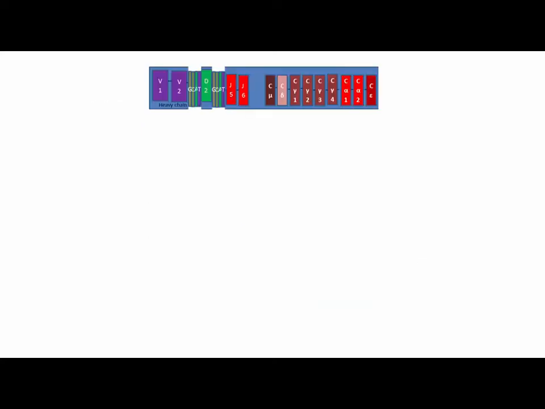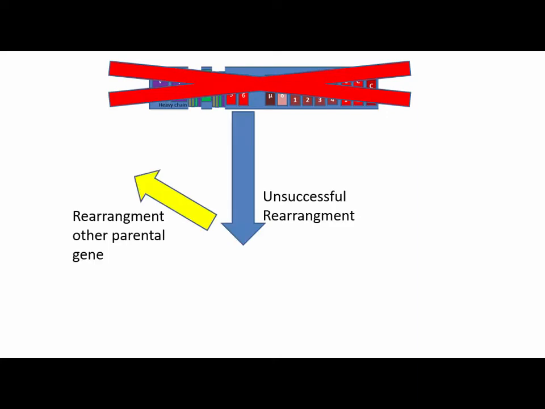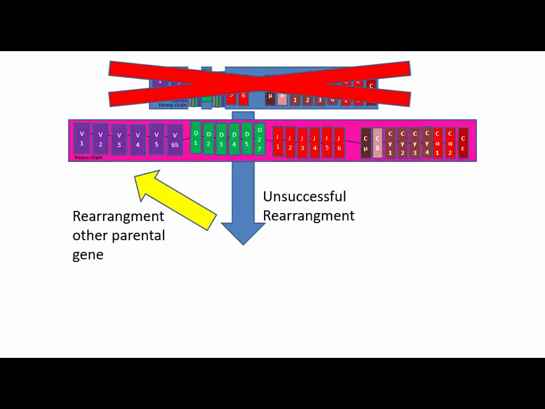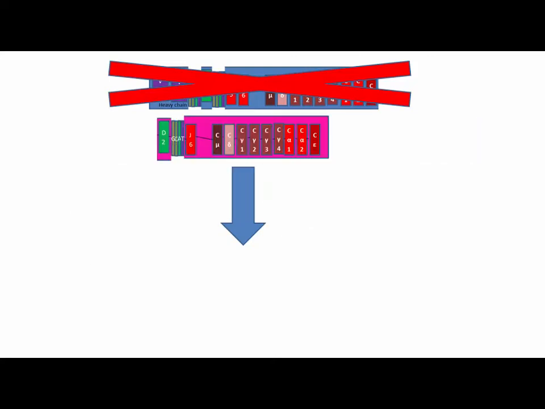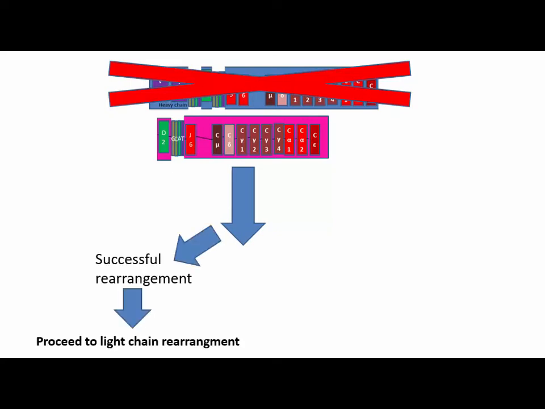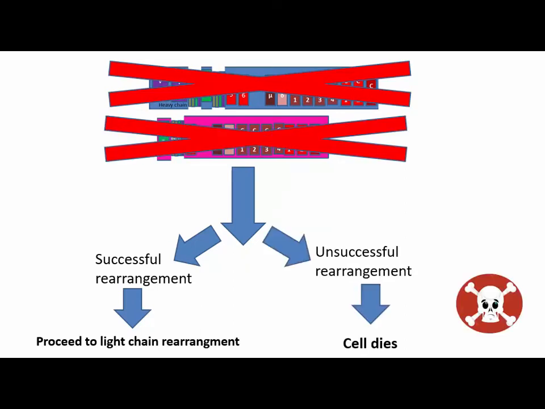But, if the gene rearrangement didn't work, the father's copy gets switched off because it didn't work. We then move towards the other copy of the gene, the mother's copy, and we try to rearrange that. If it works, then we can progress to light chain rearrangement. If it doesn't work, then the cell has to die because we've no more copies of that gene. Okay? So that's heavy chain rearrangement.